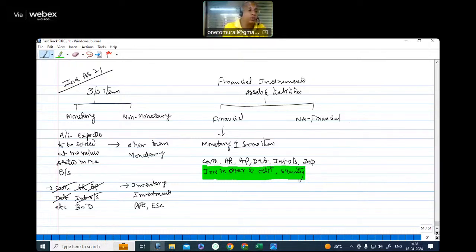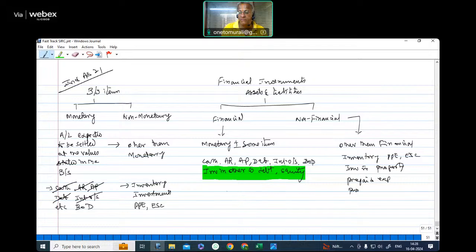Other than financial, the non-financial items are inventory, then PPE, equity share capital, investment in property, prepaid expenses, provision for warranty, then tax liability, deferred tax asset, refund due, etc.